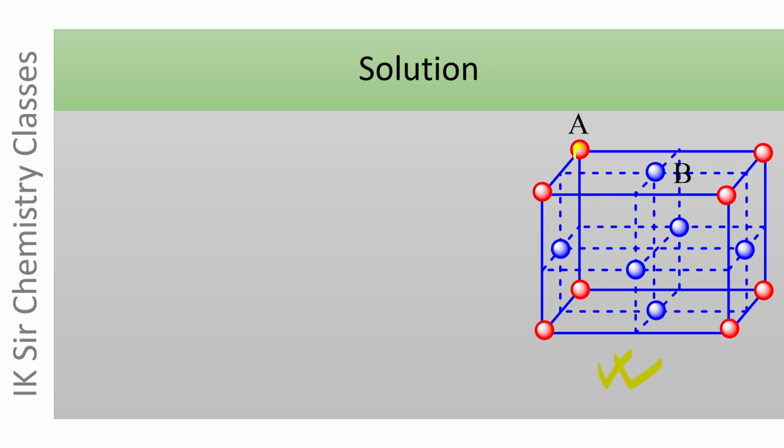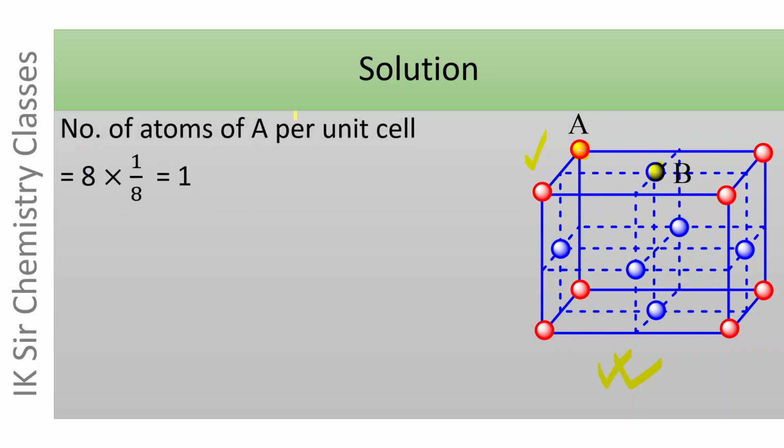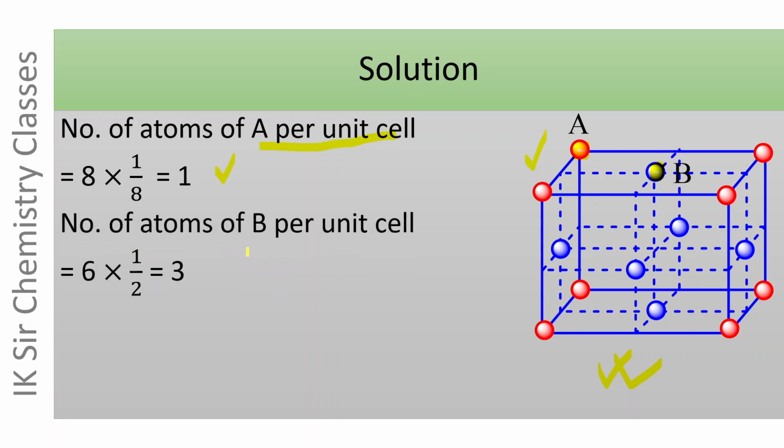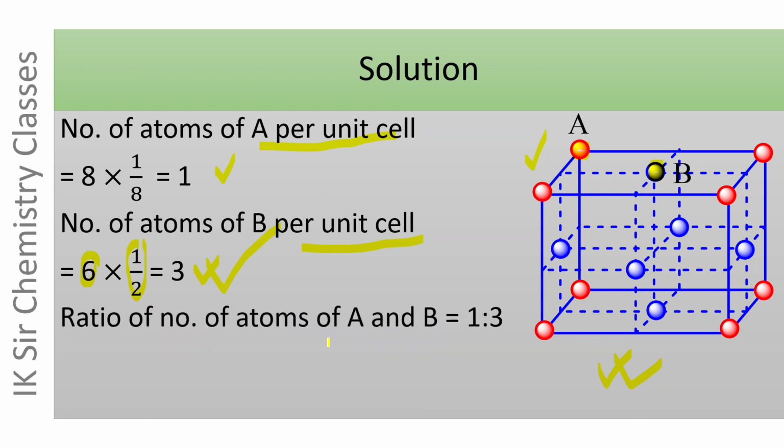The atoms of element A occupy all the 8 vertices, while the atoms of element B occupy the centers of all the 6 faces. The number of atoms of element A per unit cell, 8 multiplied by 1 by 8 is equal to 1, and number of atoms of element B per unit cell is equal to 6. 6 particles are present at face centers, and only 1 by 2 part of this particle is present in one unit cell, and hence 6 multiplied by 1 by 2, it is nothing but 3. The ratio of number of atoms of elements A and B is 1:3.